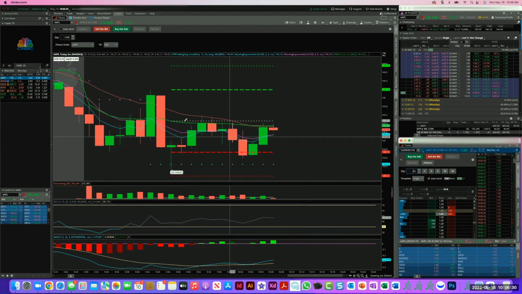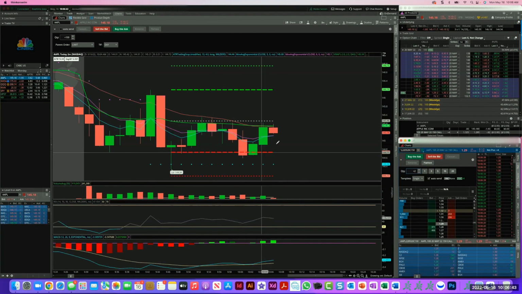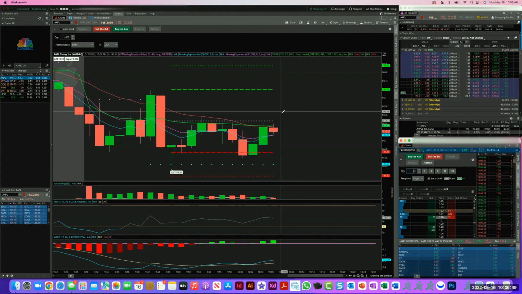So this has been a consolidation. You can see here, using the fib line, using this opening range low, consolidating right in this area. So should we break out to the upside, we should be good and we should start trending to the upside. And should we break out of this consolidation, I would look to then add to my current Apple calls.